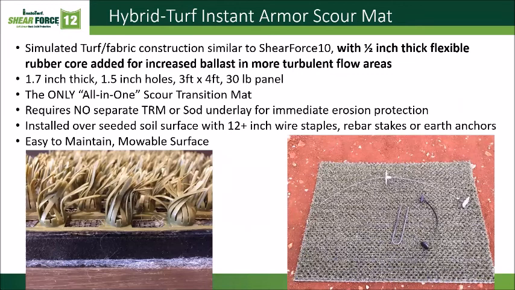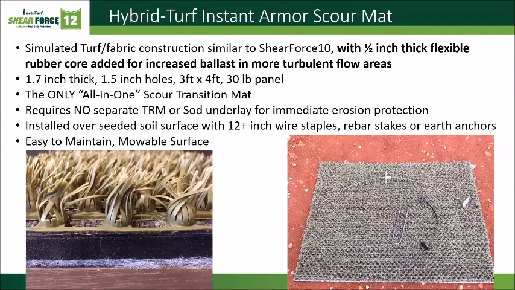The difference between the SureForce 10 and SureForce 12 product is with a scour mat, we add a half inch rubber core. The rubber core has 1.5 inch holes in it to allow vegetation to grow up through it. This comes in a 3-foot by 4-foot panel. They weigh about 30 pounds a piece. They're real easy to handle. And with this product, it's an all-in-one scour mat.